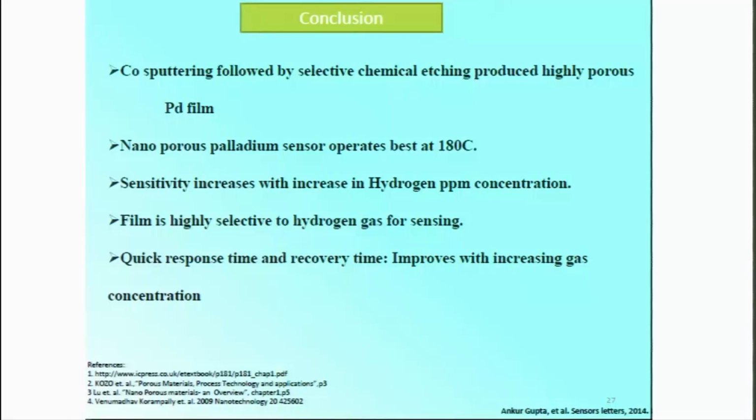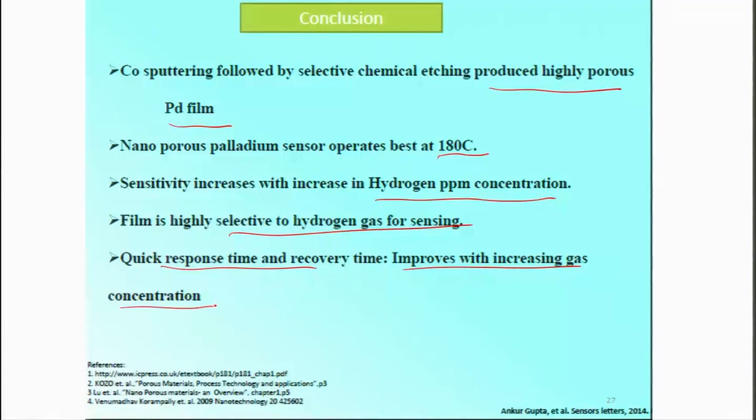So, in conclusion to this set of experiments, what I would say is that co-sputtering followed by selective chemical etching is what produces highly porous palladium films, and we have seen the operational performance of nanoporous palladium to be highest at 180 degrees Celsius. We also saw that sensitivity increases with increase in hydrogen ppm concentration, and the film is highly selective to hydrogen gas for sensing. There is a quick response and recovery time, and in general, you have designed a thin film resistance based sensor for sensing hydrogen.